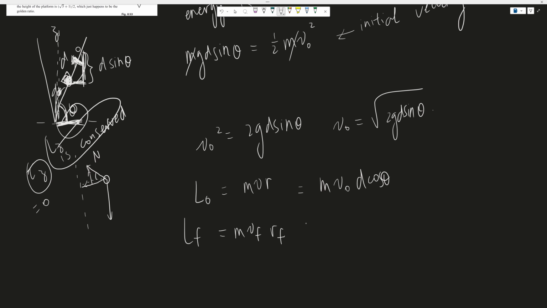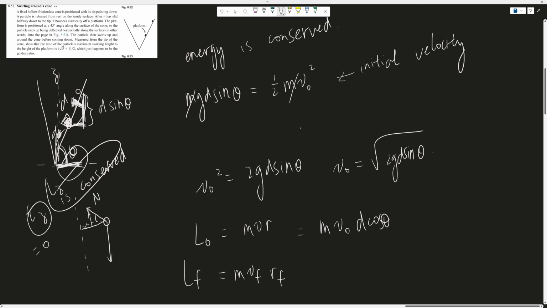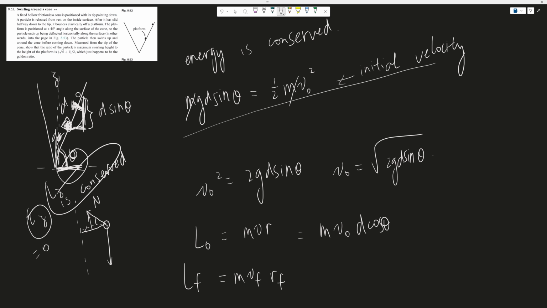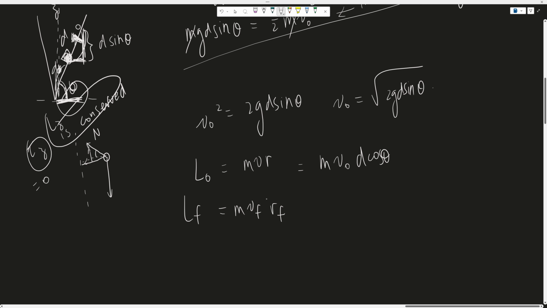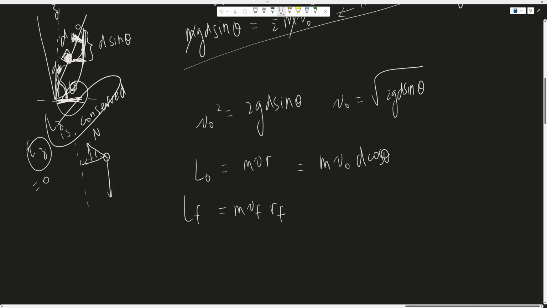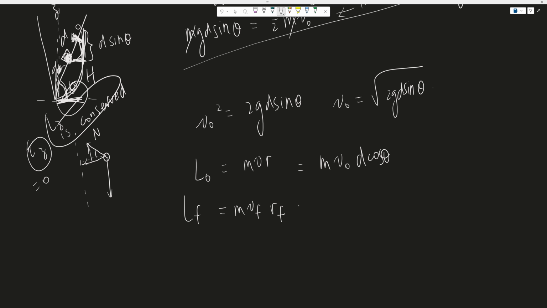And so now we just need to try to find RF to relate these two formulas, and then we can get VF and V0, and then we can connect it to the conservation of energy, and then we can later find the answer. So how can we do that? Well, let's call this point H. So let's call this whole height, the maximum height, capital H. So we know that the RF is just H cosine theta.